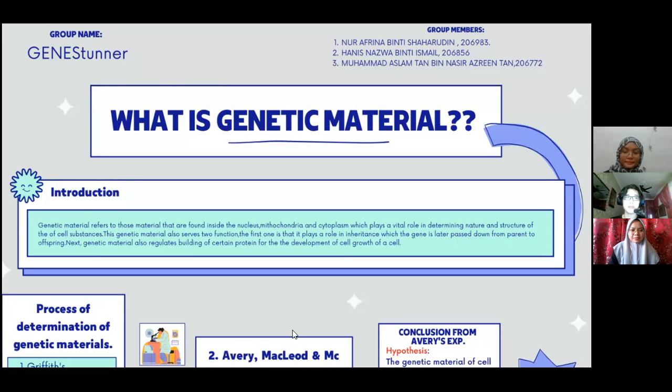We are from Group Gene Stunner and today we'll be talking about genetic material. Genetic material refers to those materials that are found inside the microbes that serve as a template for producing protein structures for their cell growth.